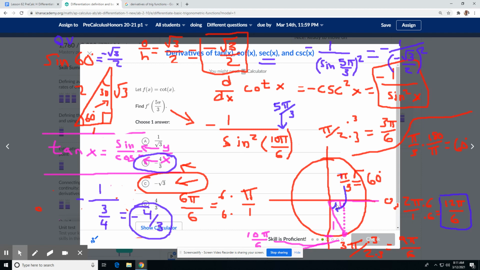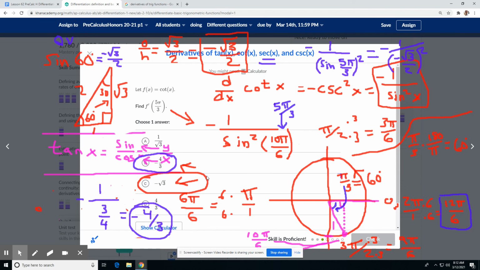That means I can use special right triangles on it. If it's not a special right triangle, then we would use normal trigonometry and our calculators on it. But whenever it's a special angle, 60, 30, 45, 90, 180, 270, things like that that are real common, then you're expected to get exact answers. Anything else, you'd probably be okay with decimals. In this case, we got 60 degrees, so we have to get the exact answer here.